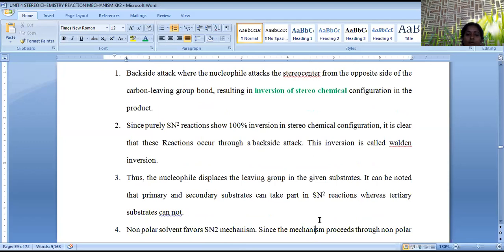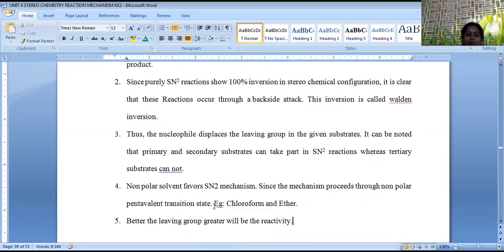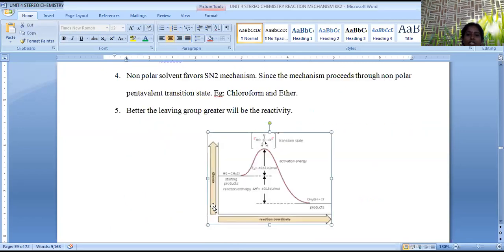And the nucleophile displaces the leaving group in the given substrate. It can be noted that primary and secondary alkyl halides are preferable for SN2 type of reaction because it proceeds by pentavalent transition state. Better the leaving group, greater will be the reactivity of this SN2 reaction.